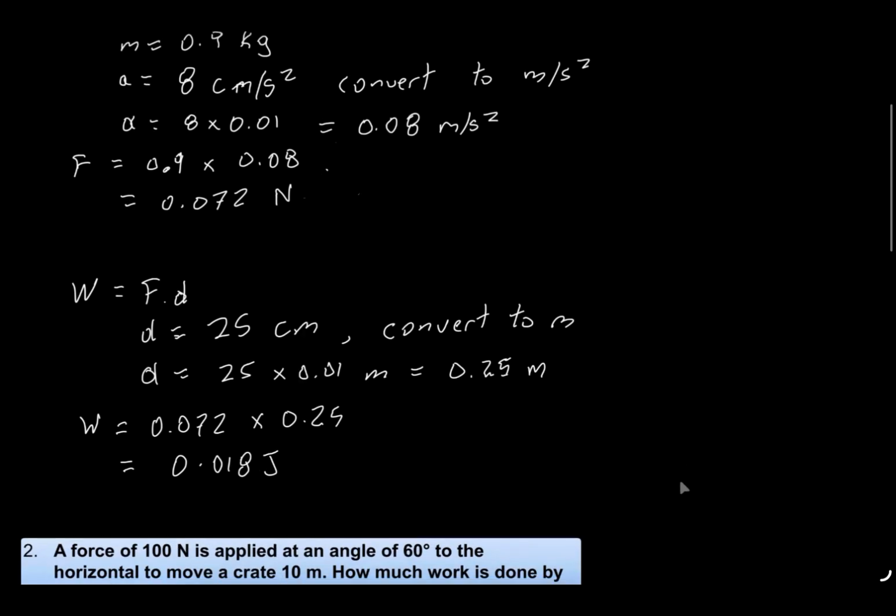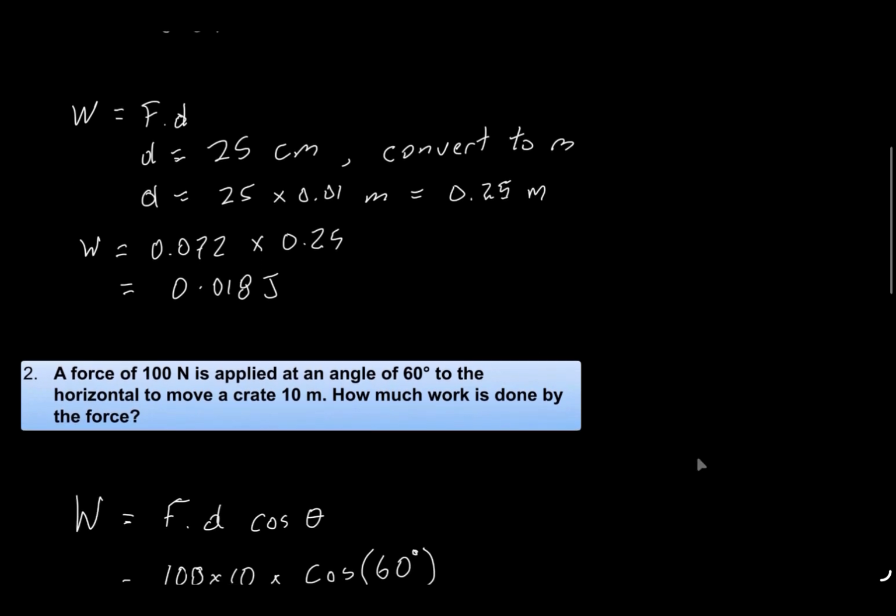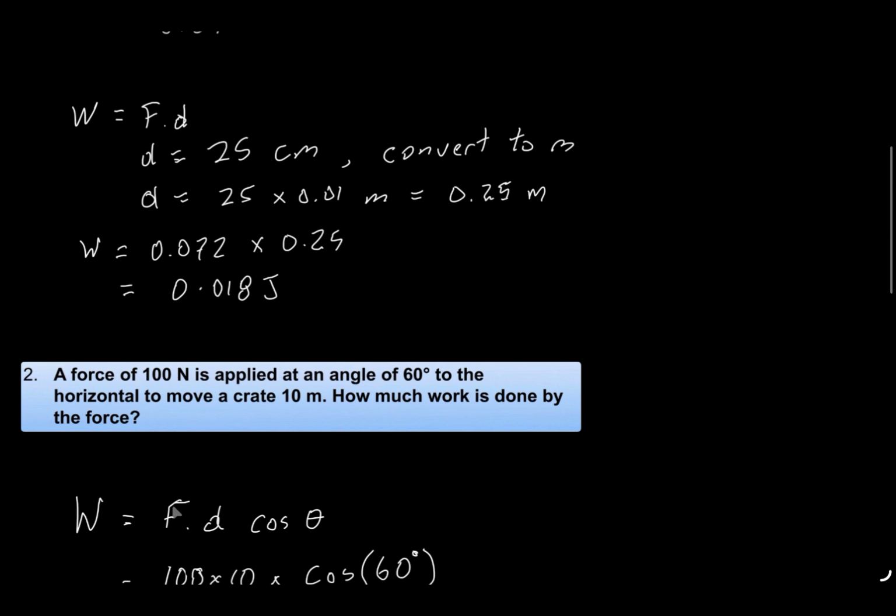Now let's look at another problem where the force is applied at an angle. Number 2 here says a force of 100 newtons is applied at an angle of 60 degrees to the horizontal to move a crate 10 meters. How much work is done by the force? Now, work is equal to force times displacement times cosine of theta, where d cos theta is the displacement in the direction of the force.